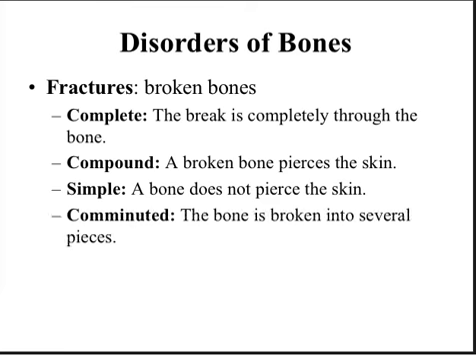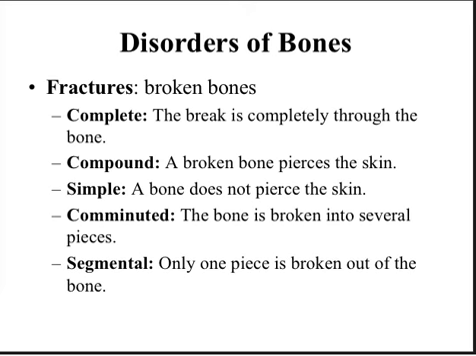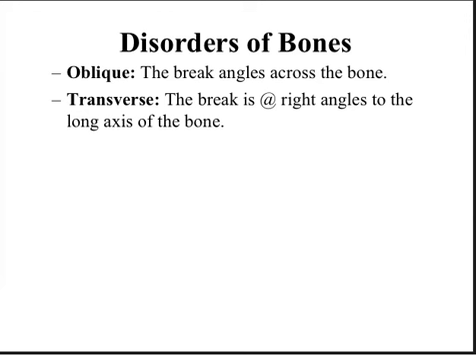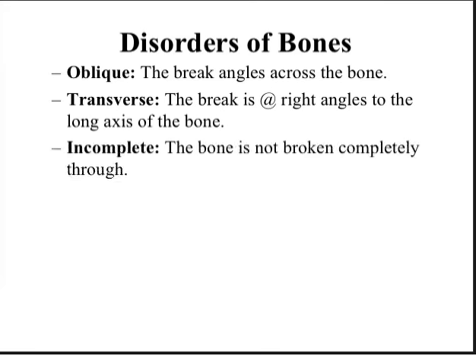A comminuted fracture is where the bone is broken into several pieces, while in a segmental fracture, only one piece is broken out of the bone, and in a spiral fracture, the fracture line spirals around the bone. An oblique fracture is a break at angles across the bone, while a transverse fracture is a break at right angles to the long axis of the bone. In an incomplete fracture, the bone is not broken completely through.